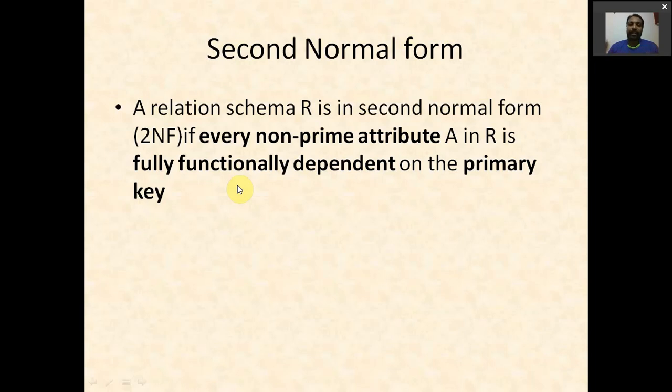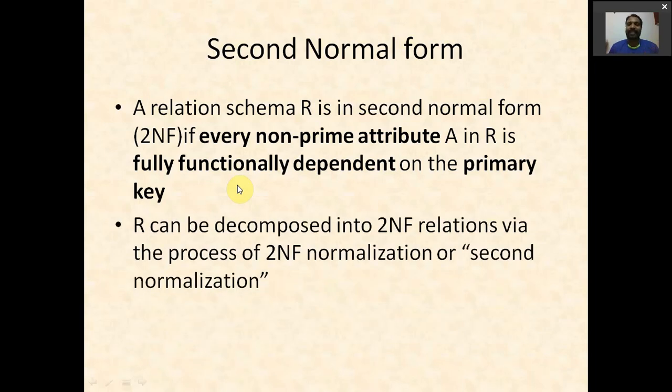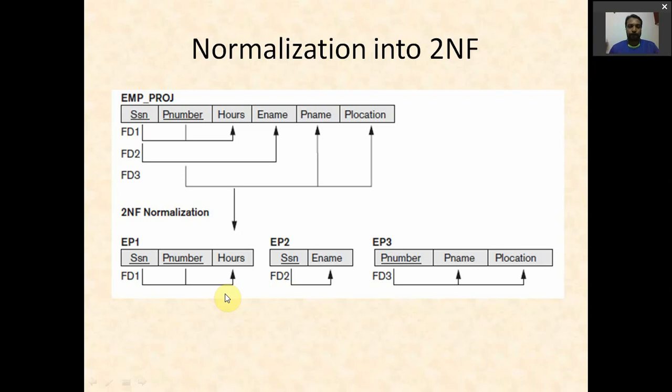If it does not satisfy this condition, then we have to do the same procedure. We have to decompose it into 2 or 3 relations such that it becomes second normal form. So R will be decomposed into 2NF relations via the process of 2NF normalization, or we call it second normalization. We will see one example.